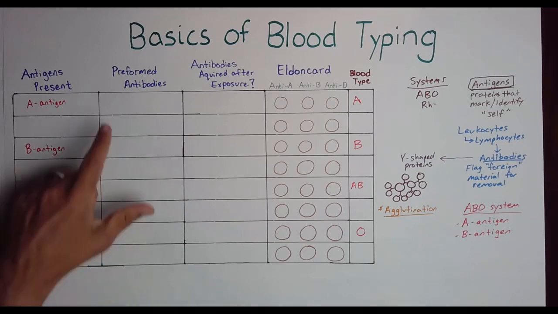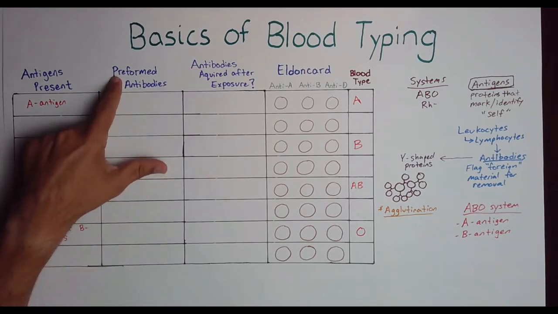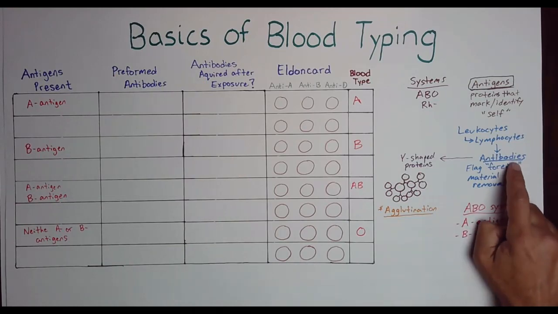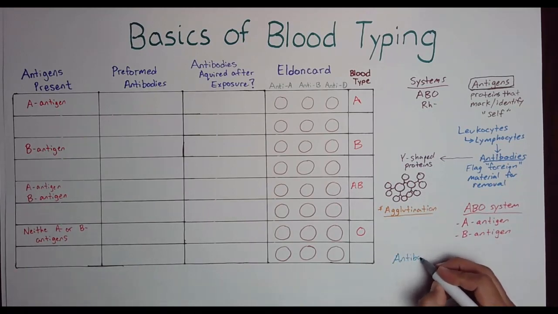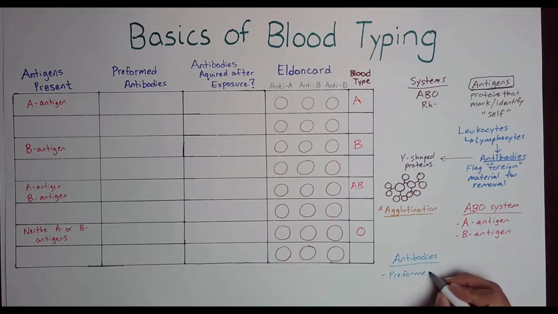this word over here? Preformed antibodies versus exposure antibodies. Preformed antibodies versus antibodies that you're going to get after you've been exposed to something. So there's two different types of antibodies we're going to discuss today. So let's write these two down. So when it comes to antibodies, there are two categories of antibodies we're going to discuss today. One, preformed. So let's go ahead and discuss this one.